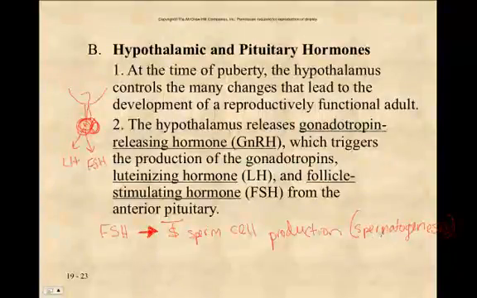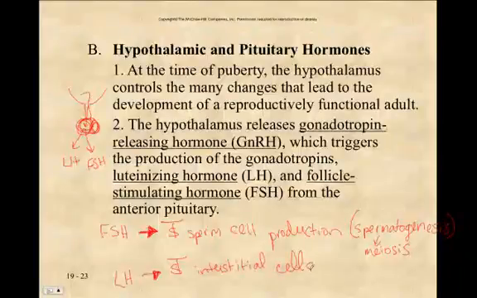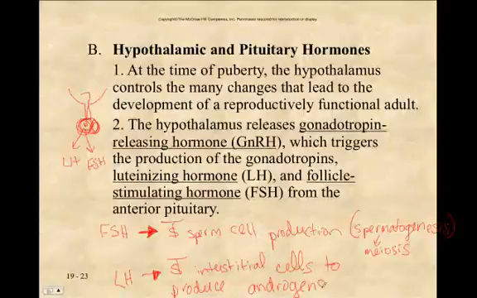And it helps, again, to encourage those cells to go through meiosis to produce the sperm cells. Luteinizing hormone, the other hormone that's released from the anterior pituitary, is going to stimulate the interstitial cells in the testes to produce androgens. Androgens are going to be these sex hormones, especially testosterone.